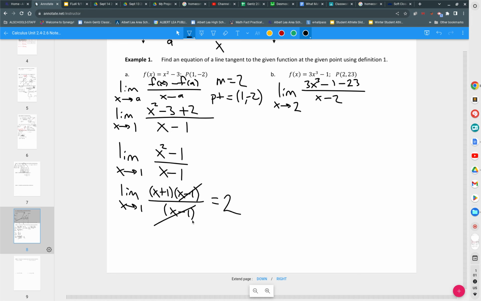We should be excellent at our algebraic approaches to finding limits. Limit as x goes to 2 of 3x cubed minus 24 over x minus 2. What would you like to do now? Factor out the 3, okay.